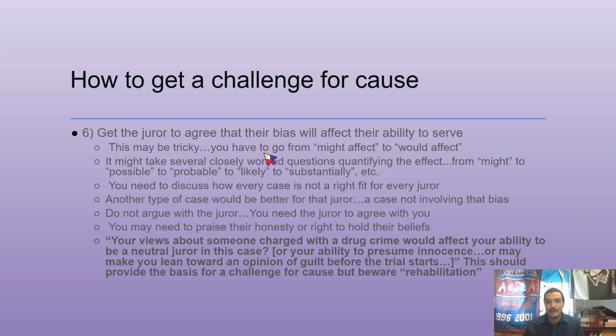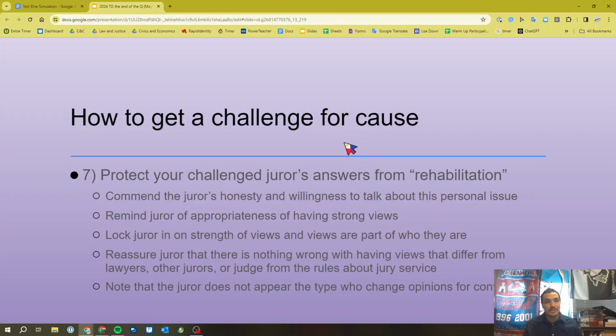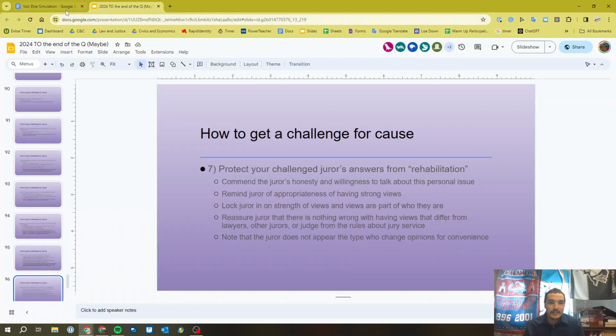The final one, it says this: you want them to agree that it might affect their ability to stay on a verdict or stay on the jury. And so your views about someone charged with this drug crime, would your views about someone charged with a drug crime affect your ability to be a neutral juror on this case, right? If they say yes, cool. If they say no, well, then you still go to the final thing. We ask the judge, right, if a person can be kicked off the jury. And if the judge says yes, well, then they should ideally be kicked off the jury, right?